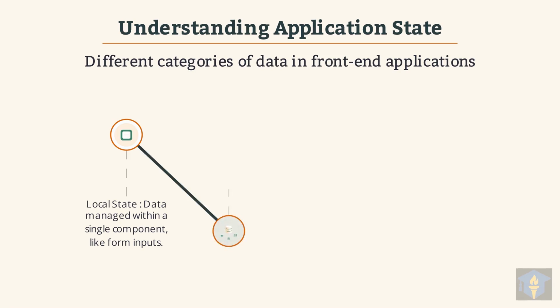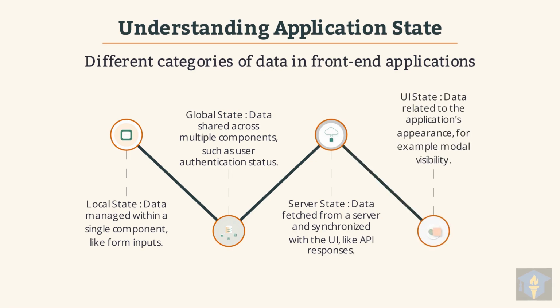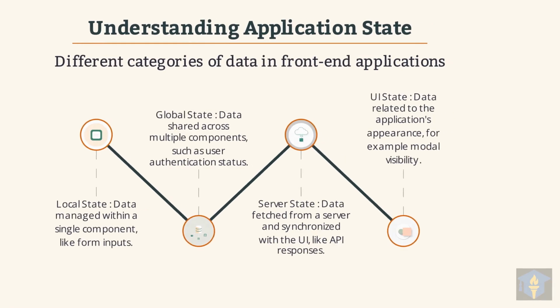Global state is data shared across multiple components, like a user's authentication status throughout your application. Server state involves data fetched from a server, which then needs to be synchronized with your application's UI, like API responses. UI state is data that controls the application's appearance and interaction. For example, whether a modal is visible.